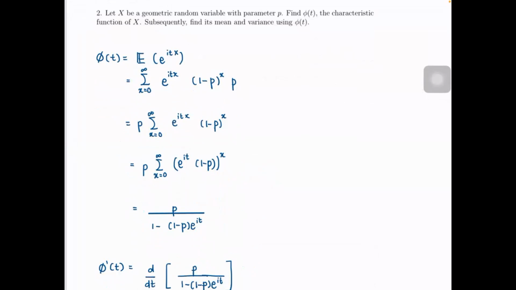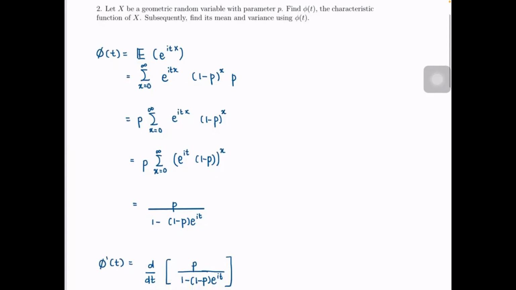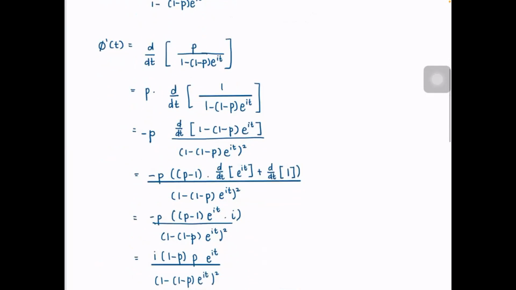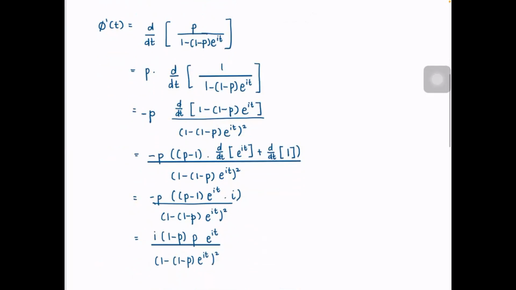And then we factorize p outside of the summation, and then we solve the geometric series. Then we get p over 1 minus (1 minus p) e^(it). Yeah. And then we need to find the mean and variance using the characteristic function. So first we need to differentiate the characteristic function. Then we get i times (1 minus p) times p e^(it) over (1 minus (1 minus p) e^(it)) squared.